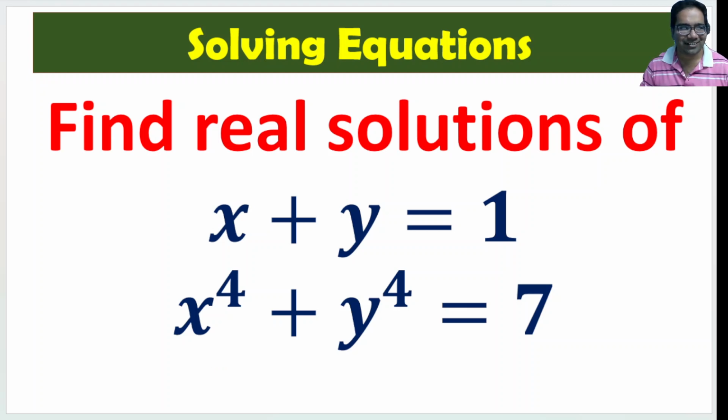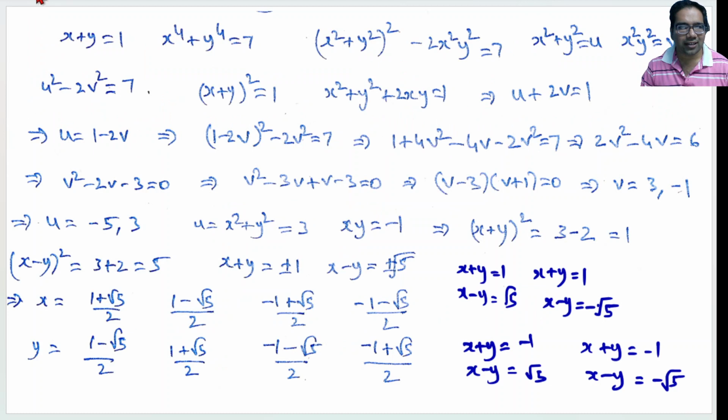Okay, so here x plus y equals 1 and x power 4 plus y power 4 equals 7. This one, let's write it as (x square plus y square) whole square minus 2x square y square, because (x square plus y square) whole square gives x power 4 plus y power 4 plus 2x square y square. So minus 2x square y square gives us x power 4 plus y power 4, and this is still equal to 7.